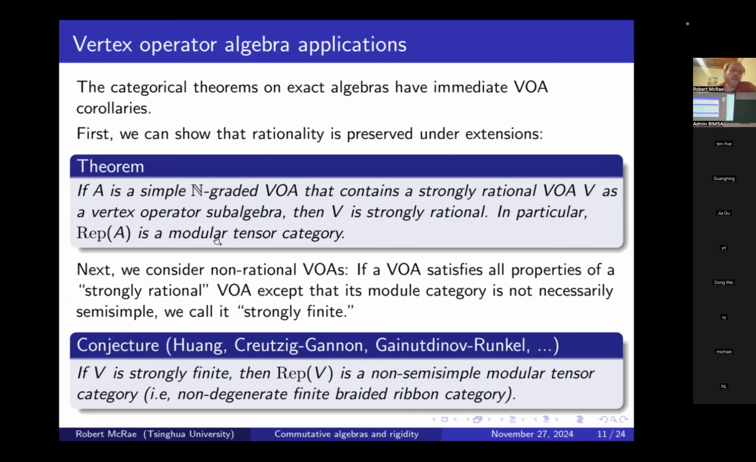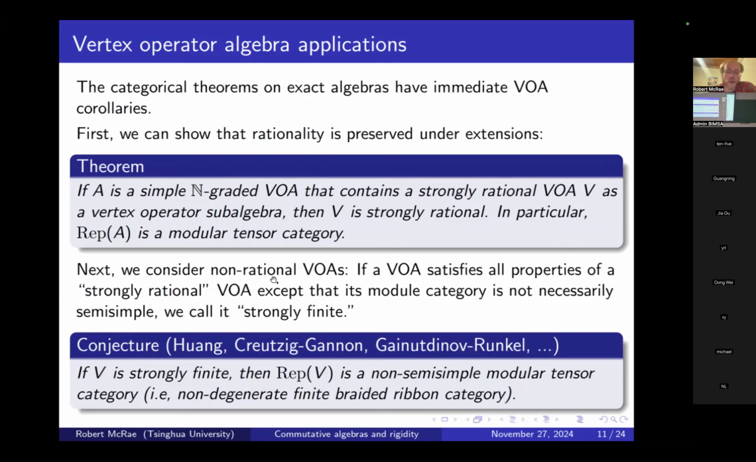category. So this is nice again because usually these rational VOAs, the module categories are not unitary in general. So this dimension condition that I was mentioning earlier is not always obvious. But it turns out we don't need this dimension condition to show that extensions of rational VOAs are rational.